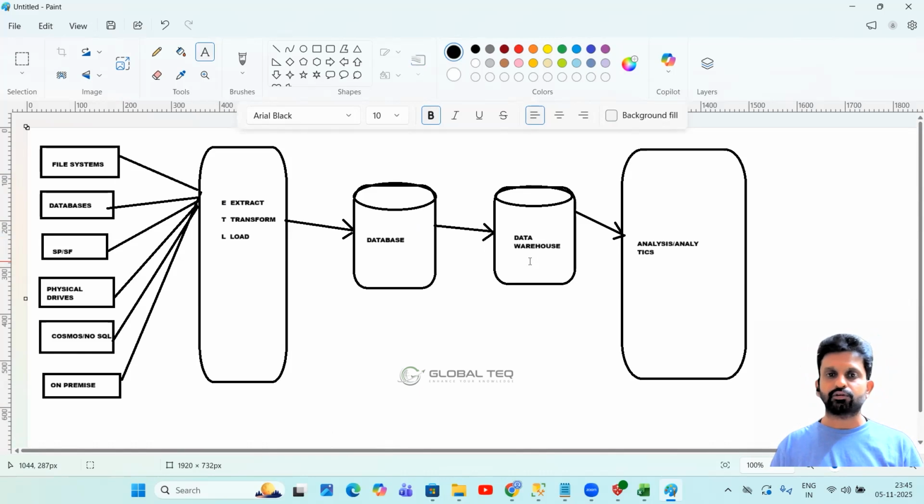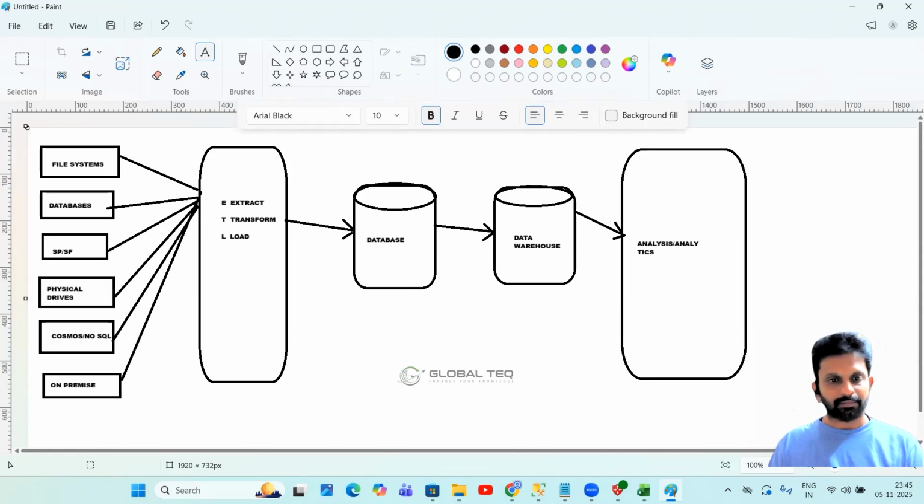Here you need to understand the difference between a database and a data warehouse. A database is a collection of transactional data, which is the day-to-day data you get and store in your databases. On top of the data stored in the database, by reducing the granularity, we improve performance by making it denormalized.